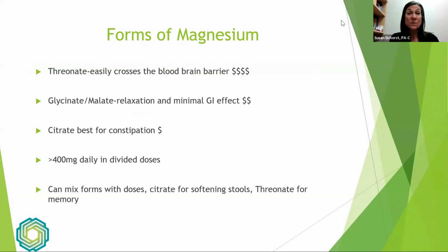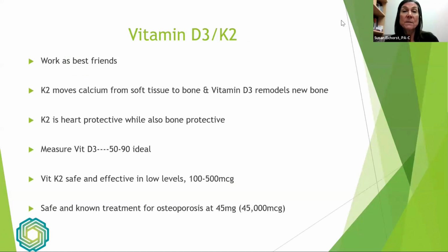You can mix these forms. You want at least about 400 a day, but you do want magnesium in divided doses. Can never go wrong with a magnesium Epsom salt. D3, K2, I'll just breeze over these because we've talked about that.